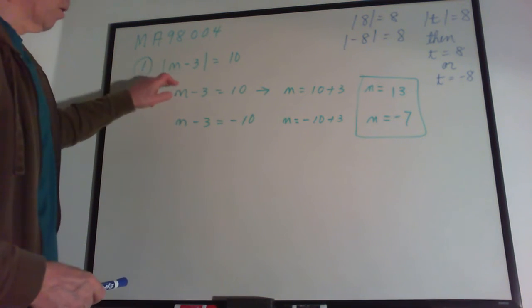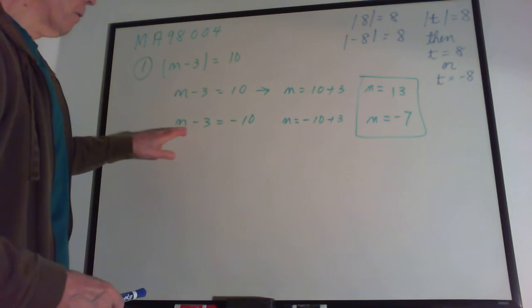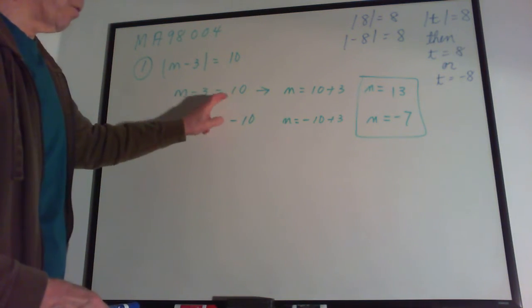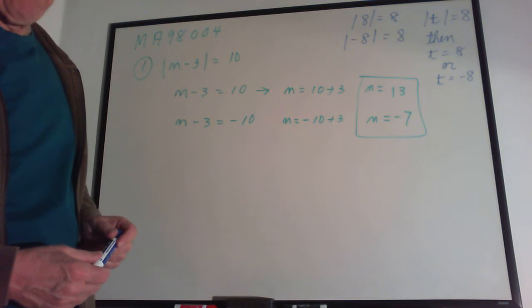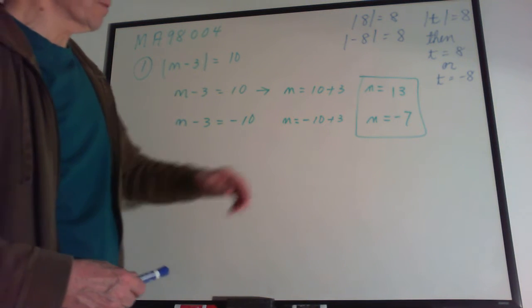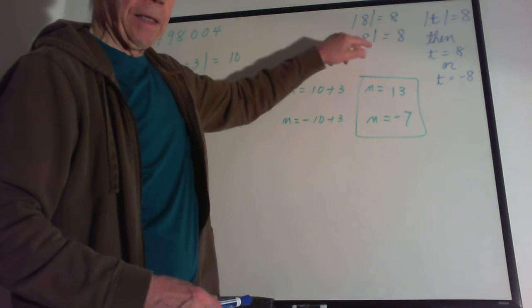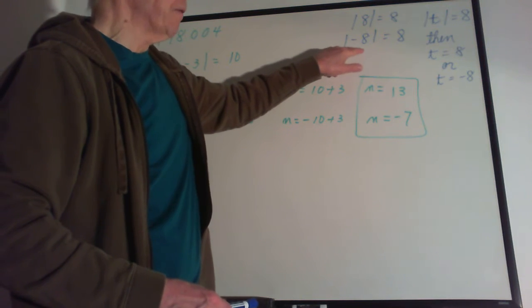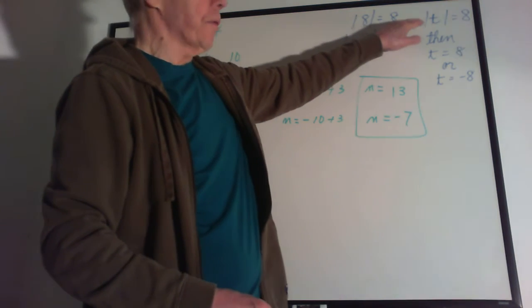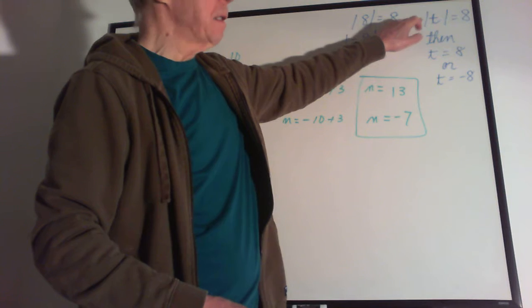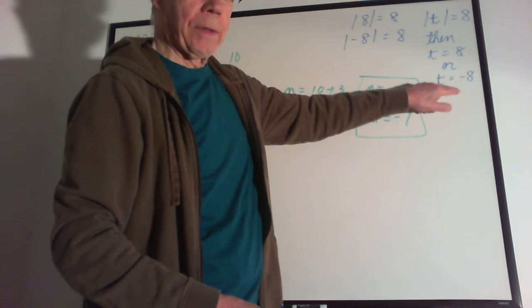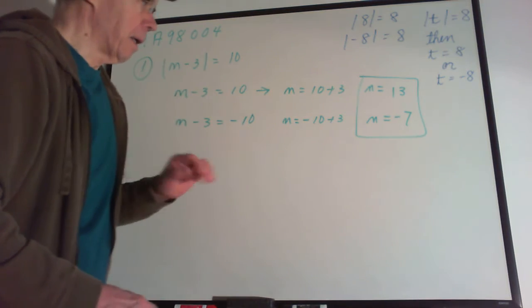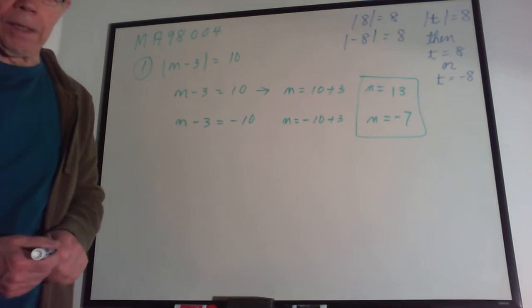All right, so n minus 3 equals 10, or n minus 3 equals negative 10. You solve it, you get n equals 13, or n equals negative 7. Remember in class we talked about the absolute value of 8 is 8. The absolute value of negative 8 is 8. So if the absolute value of t equals 8, then t can equal 8 or t can equal negative 8. Right, it's the same thing with this problem here.